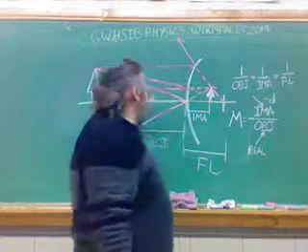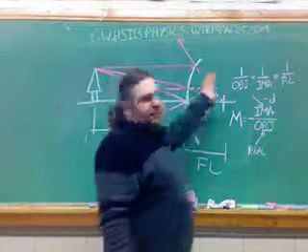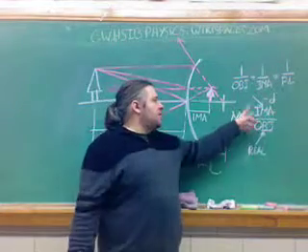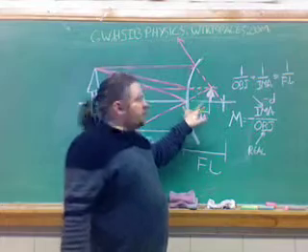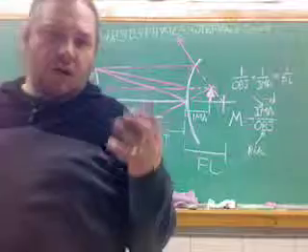Okay? Cool? So that's a convex mirror. And it's following the exact same behavior. One over object plus one over image equals one over focal. And in this case, you've got to remember that this image is materializing inside the mirror. Okay? Cool? That's mirrors.